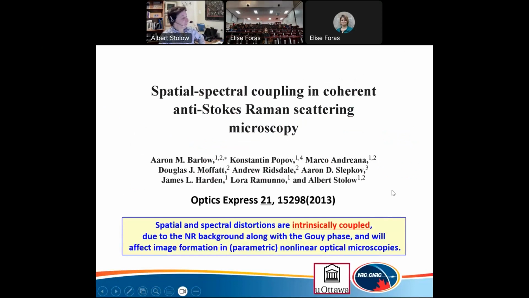Okay, so we wrote some papers on this, and it turns out that there are spatial spectral couplings due to this Gouy phase. What this means is that the spatial distortions of the image and the spectral distortions I showed you before are actually intrinsically coupled. They cannot be separated. And what this means is that the image formation process in nonlinear optics is a lot more complicated than it is in linear optics. You cannot just see something in nonlinear optics and say, oh, there it is, that's its shape and that's its spectrum. It's more complicated than this. And this is a difficulty.